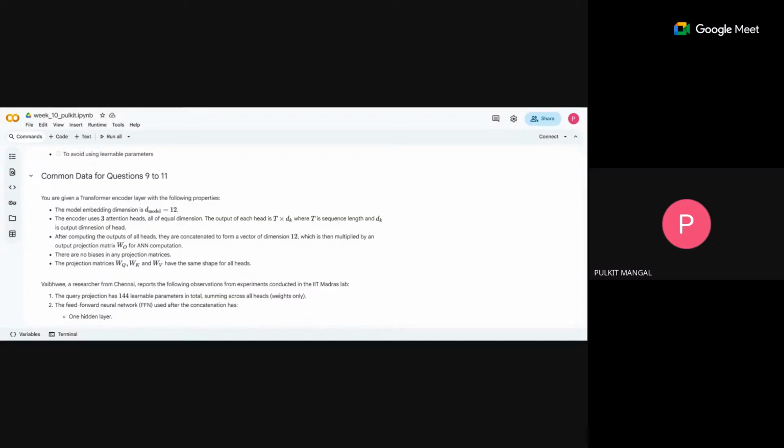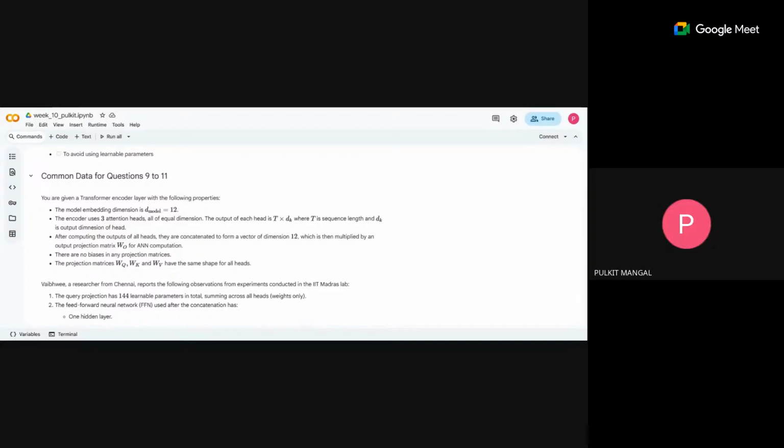So WQ is not T cross D, it's D cross dk. WK is also D cross dk. WV is also D cross dk. D here is my 12, and dk we have already figured out, it would be 4. So each of these three matrices is of dimension 12 cross 4. Is it clear till now?